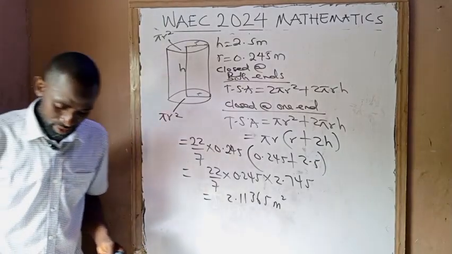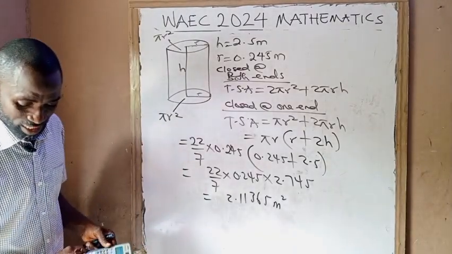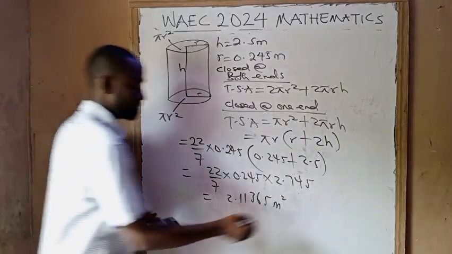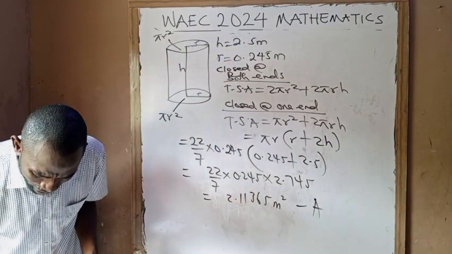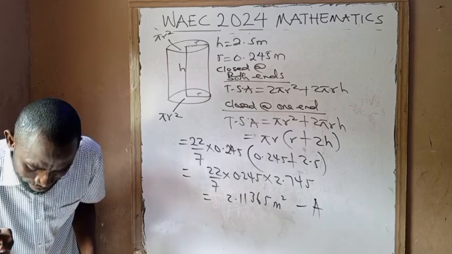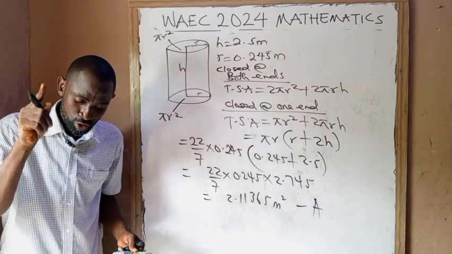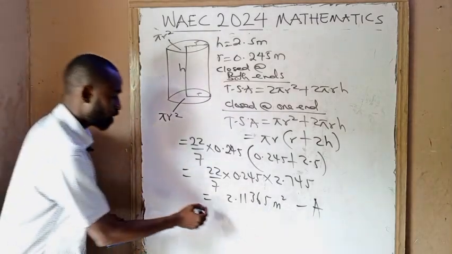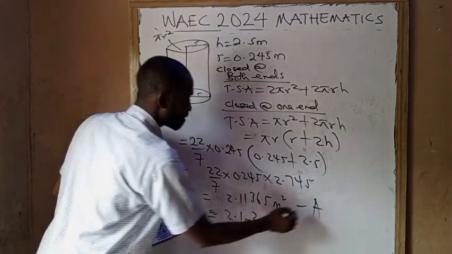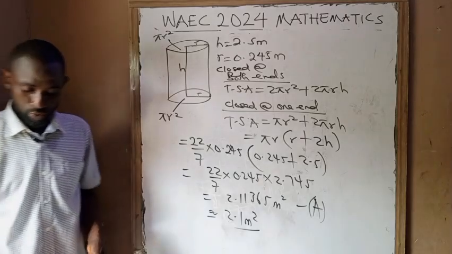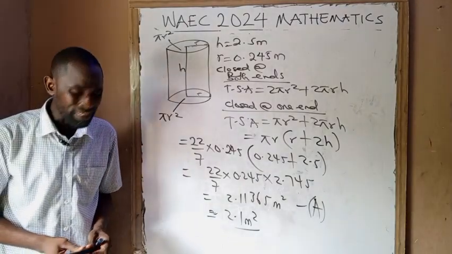2.1 meter squared. So the correct answer is what now? Is A. So when we approximate, find it to one decimal place the total surface area of the bar. So to one decimal place, we have what now? 2.1 meter squared. So the correct answer to this is option A. It is closed at one end.